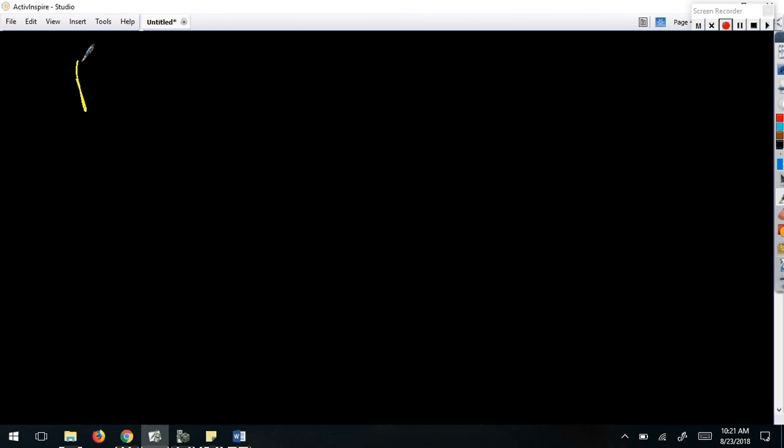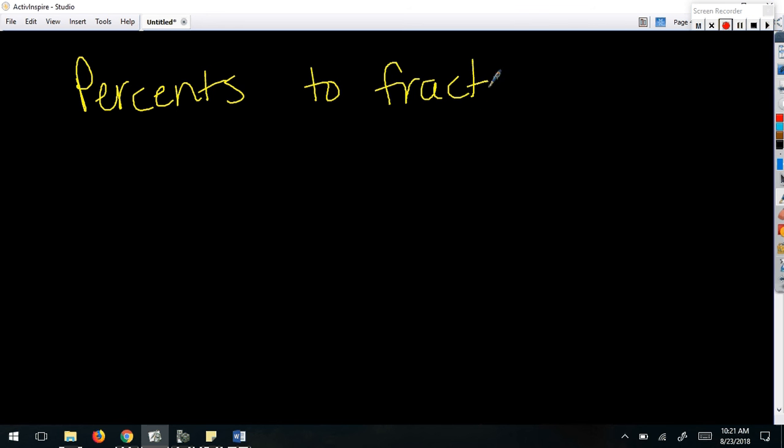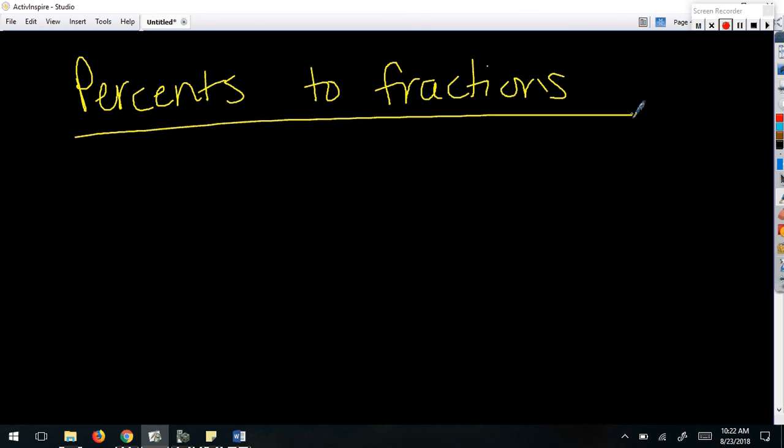Let's do percents to fractions. We had to do that on the quiz and the test. This is one of the concepts. All right, so percents to fractions. Now let's think about what percents are. Percents are a part of a whole, right? So if I have 7%, how do I express that as a fraction?